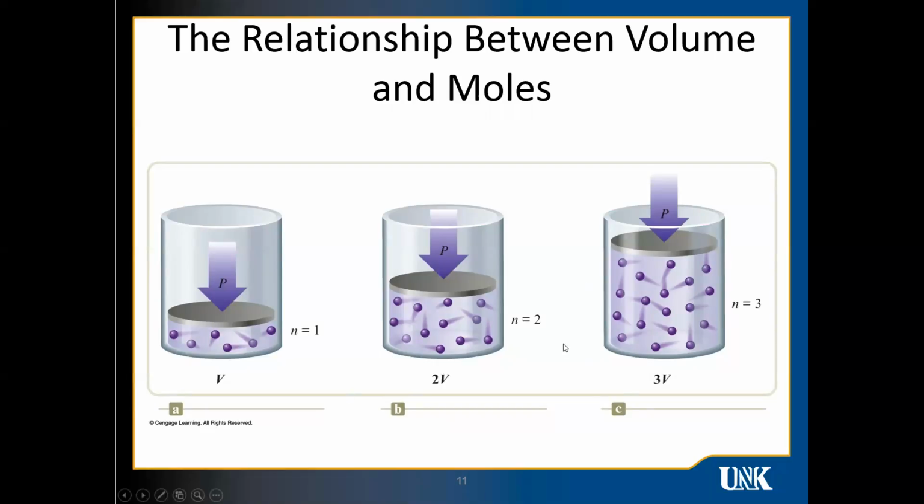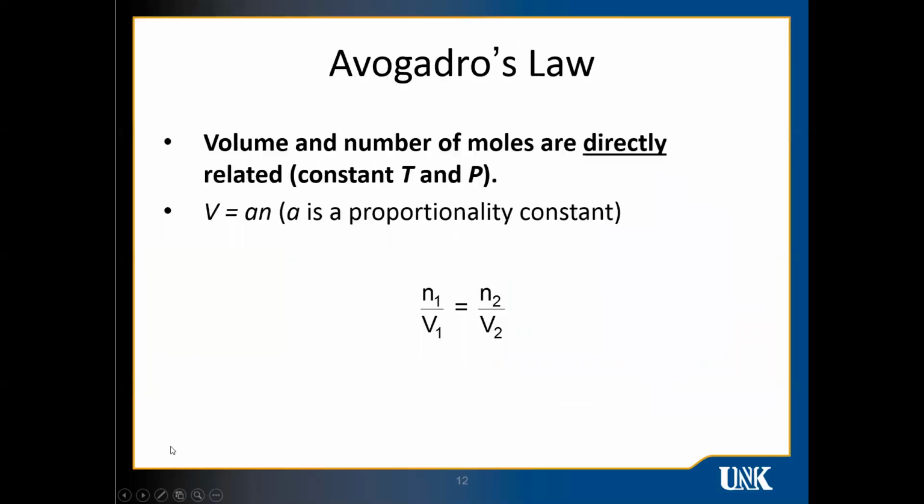And so that's, of course, shown here in this diagram. And the way that relationship works, again, it's another direct relationship. So volume is equal to a proportionality constant times the number of moles. And so, again, you can compare the number of moles and volume for a sample.